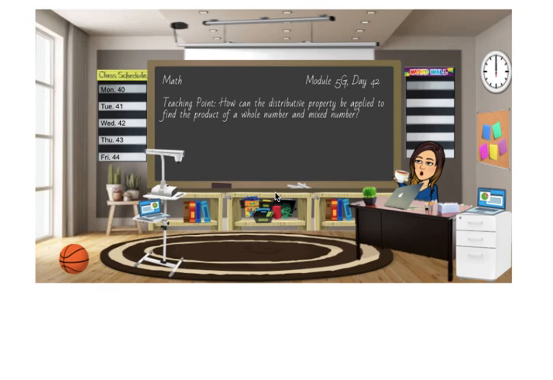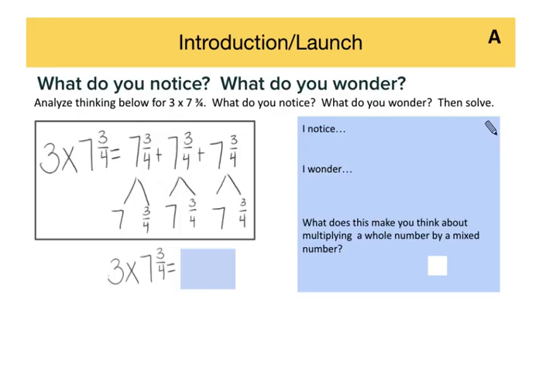Today we're going to be exploring how we can use the distributive property to find the product of a whole number and mixed number. So let's get started by looking at slide A. Analyze the work below for 3 times 7 and 3/4. What do you notice? What do you wonder? Then solve. I'd like you to pause, and when you're ready, press play.